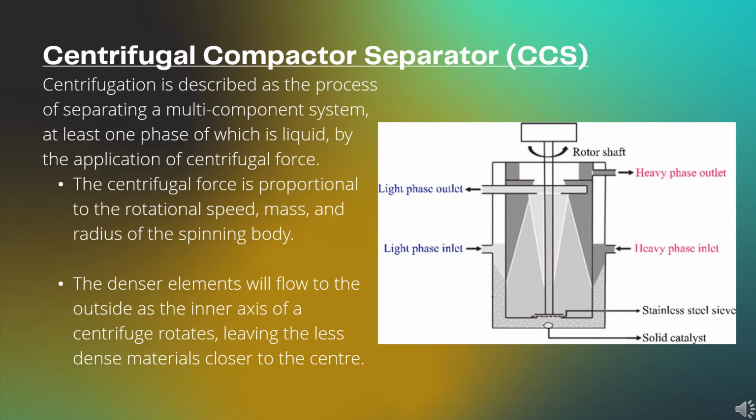The centrifugal compact separator, CCS, is a piece of equipment which uses centrifugal force to operate its process. The centrifugal force is proportional to the rotational speed, mass and radius of the spinning body, in this case 8,000 revolutions per minute, and the mass of the centrifuge. The denser elements will flow to the outside of the inner axis of the centrifuge, leaving the less dense materials closer to the center. Biodiesel is less dense than water, methanol and the other materials, therefore it will stay in the center, while the unwanted material will spill over to the edge and be discarded, while the biodiesel will be collected.